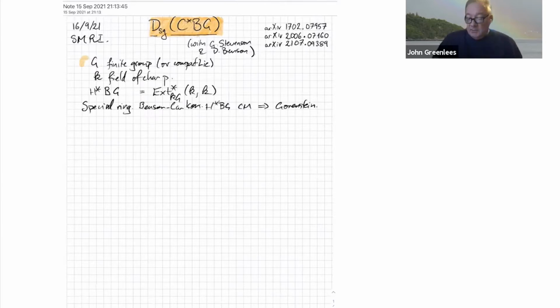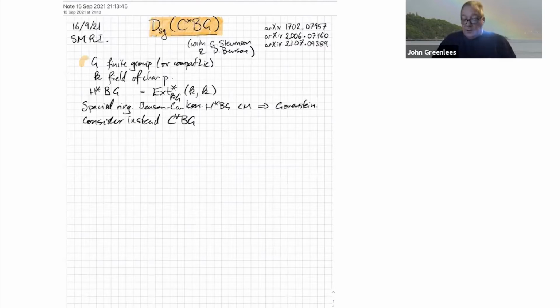But still, there are these unpleasant conditions, and the first message is that we shouldn't be thinking about the cohomology of BG at all. We should be thinking about the cochains, a sort of refinement. The message is to consider instead the cochains on BG.